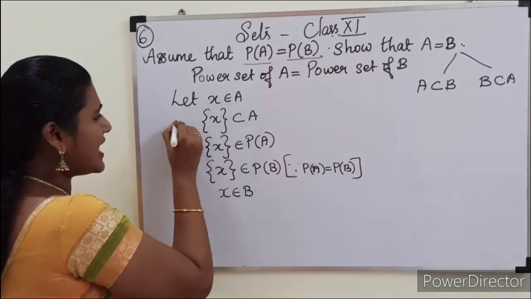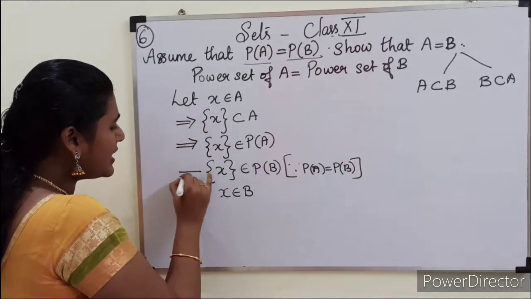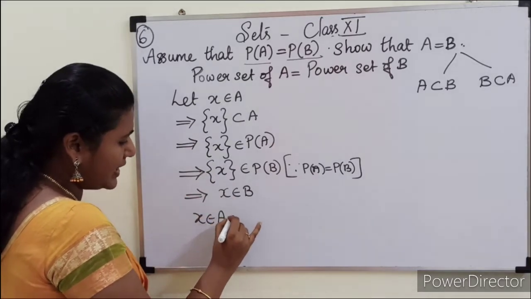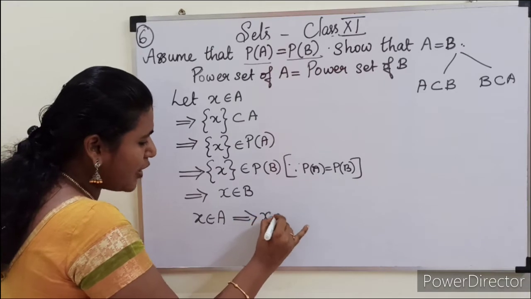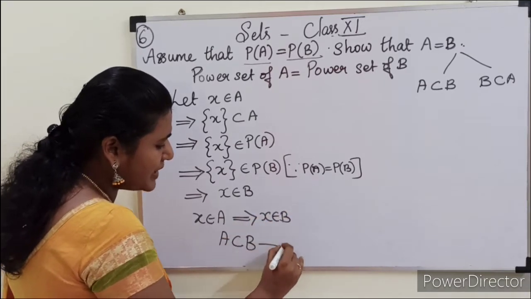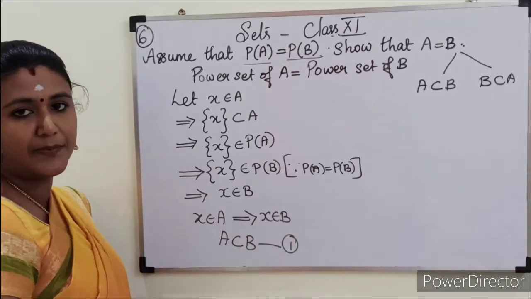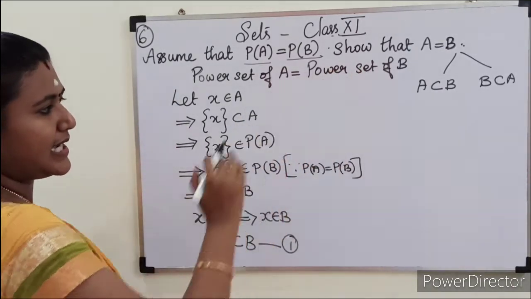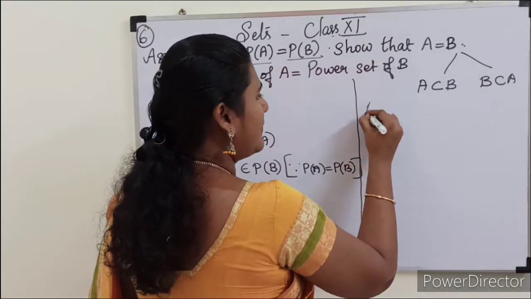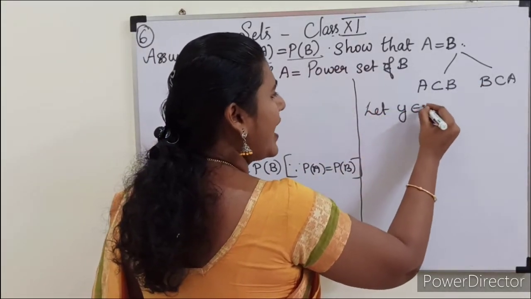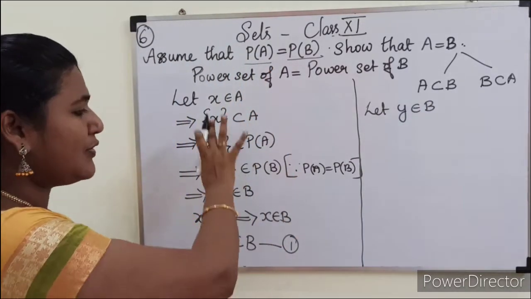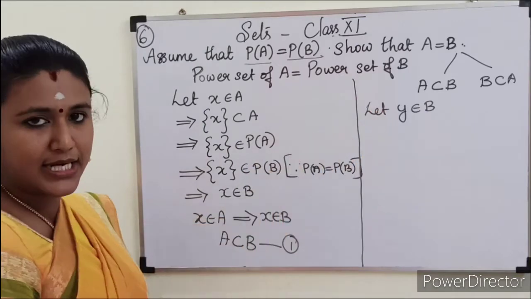So we have started from X belongs to A and we got X belongs to B. That means we can write A is a subset of B. This is the first equation. Now we will consider the second part. We will take another element Y from B. So we will take another element Y belongs to B. In the same way that we have proved this, similarly you have to prove the other case also.